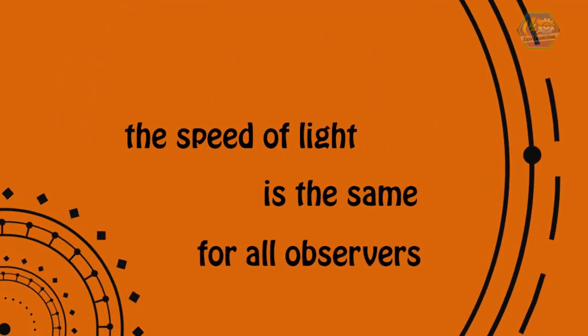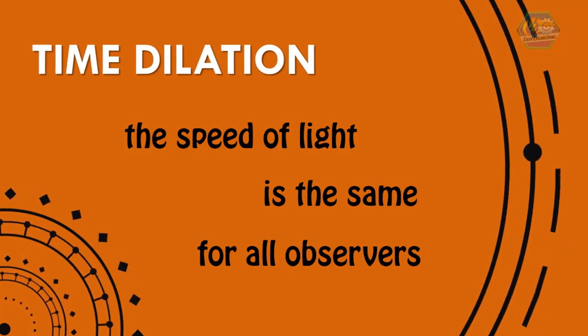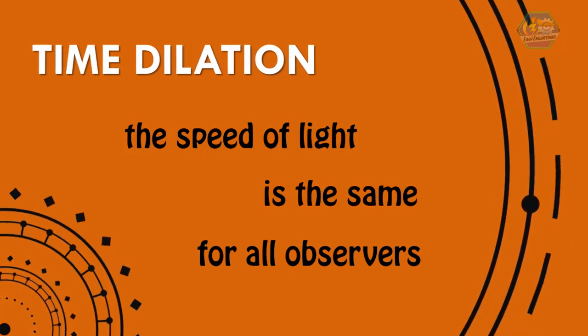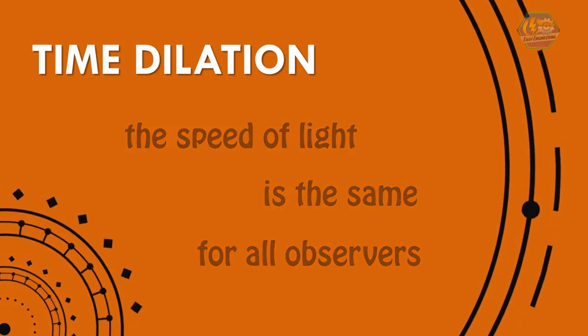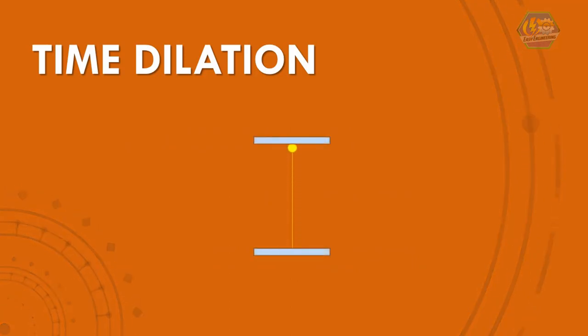The second thing we need to learn is that the speed of light is the same for all observers. This is what we call time dilation. Note that time dilation is a theory of special relativity. To explain what time dilation is, let's imagine a beam of light being reflected between 2 mirrors.